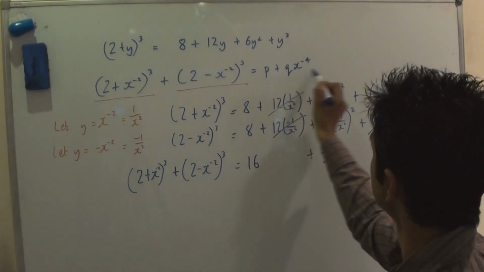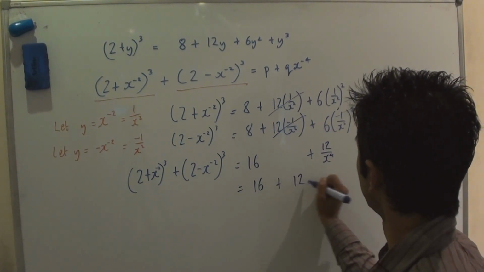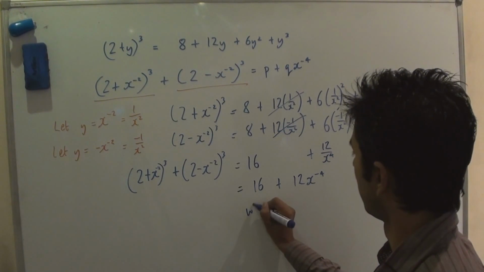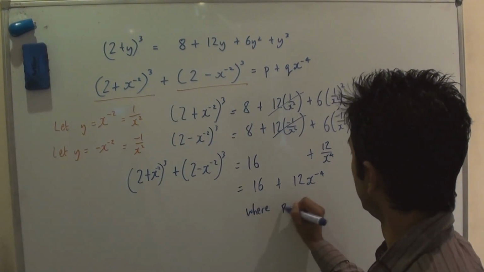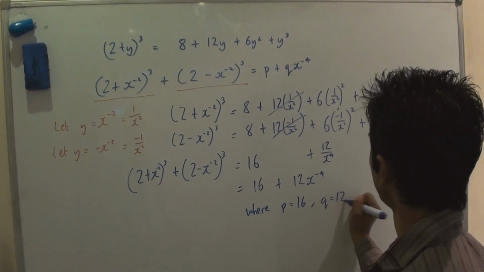Now, since we need to write it in this form, it will become 16 plus 12 x to the power of minus 4, where P equals 16 and Q equals 12.